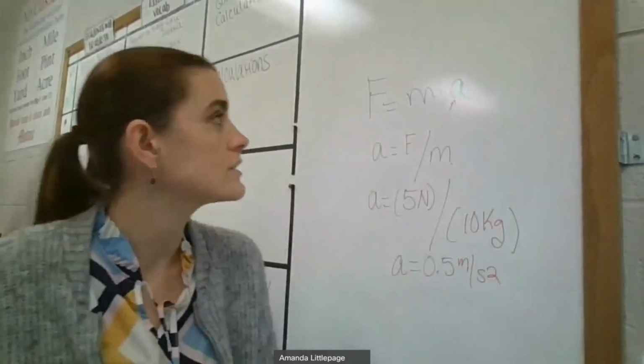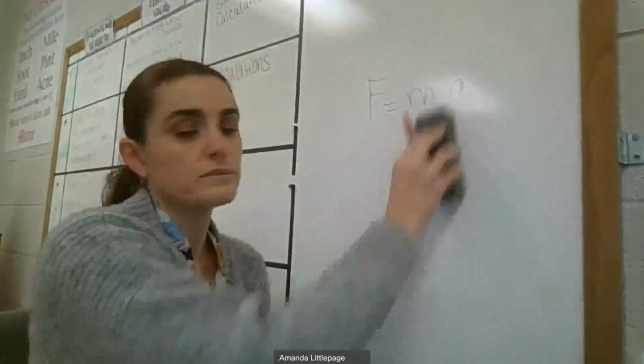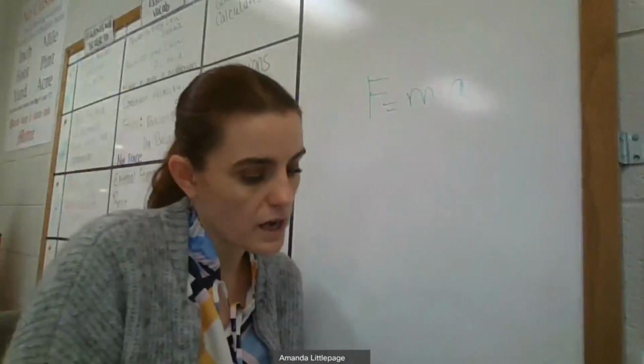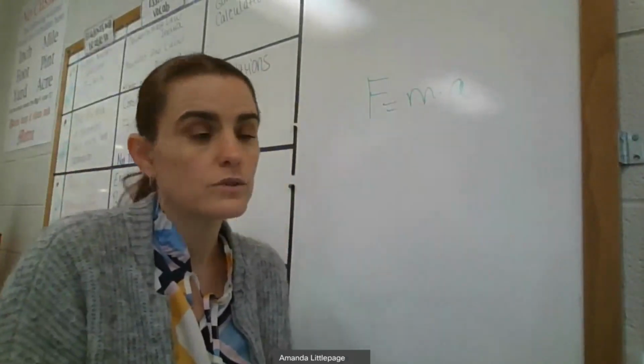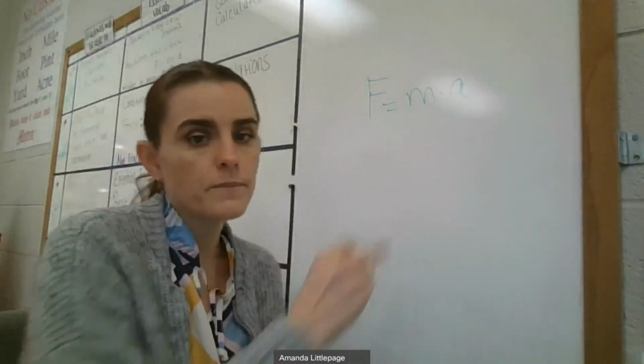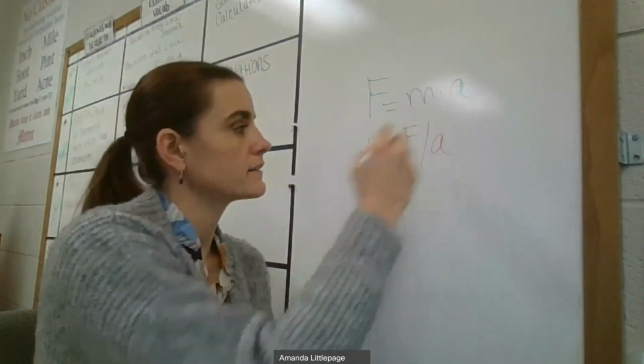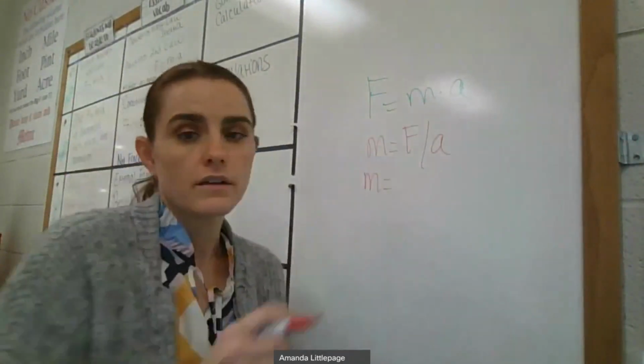So now we're kind of changing things up. Again, we're still using the base equation, F equals M times A, but let's swap it up and solve for mass. So M is equal to force divided by acceleration. Now let's plug it in.